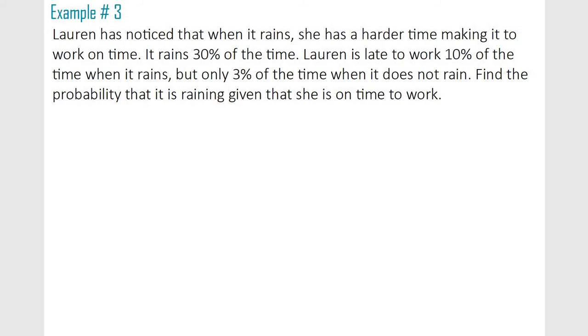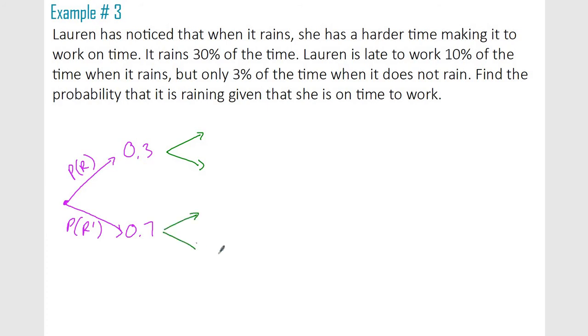So instead of doing a Venn diagram, let's do this with a tree diagram. So we've got a conditional probability, right? We have rain or not rain, and then whether she's late or not late. We start by determining whether or not it's going to rain. This is the probability that it rains, and this is the probability that it doesn't rain. It rains 30% of the time, so this would be 0.3, and this one would be 0.7. So rain, not rain. Then from there, I'm either going to be late or not late.